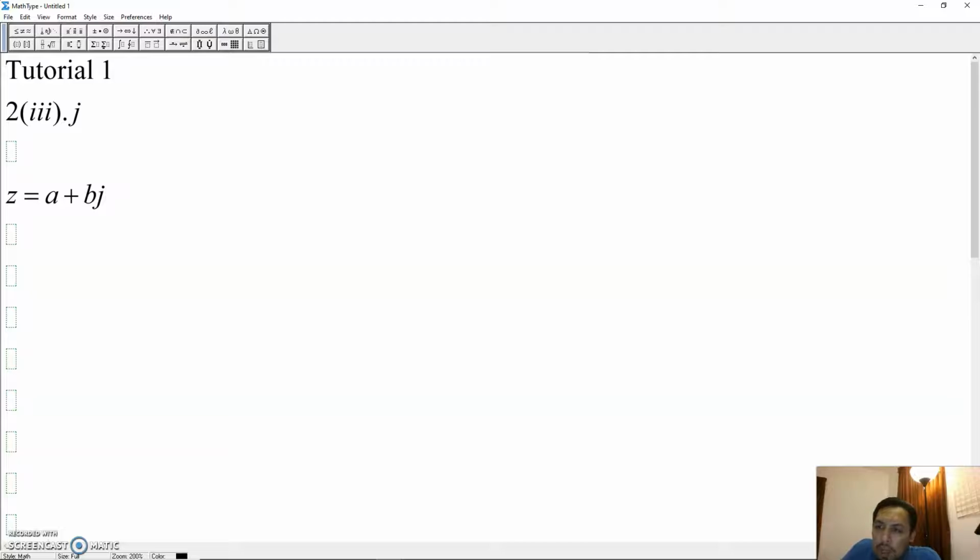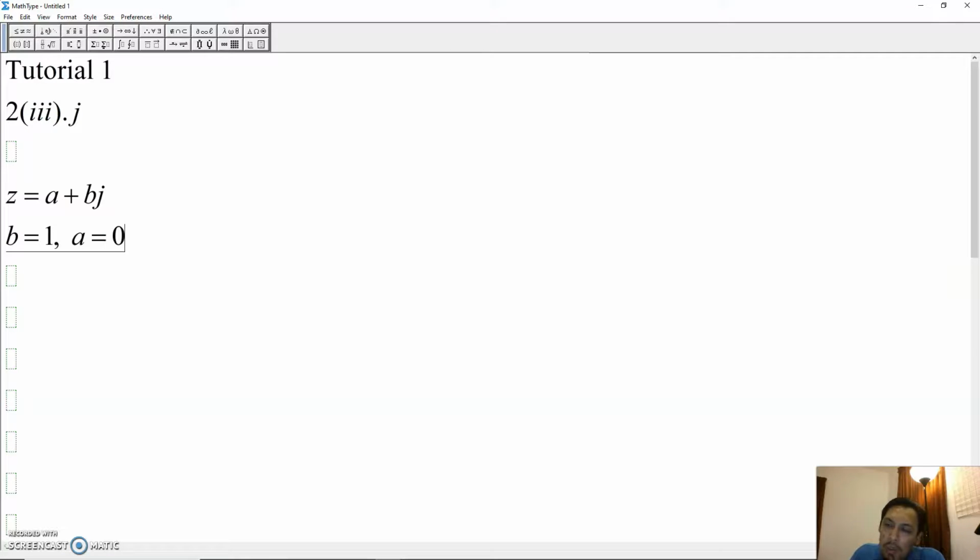So in order for us to draw an Argand diagram, to locate the Cartesian coordinate for this equation, we need to know the value of A and B. By looking directly at this equation, we know that the value of B is 1, because it is J. So B is equal to 1. Then what about A? Actually there is no A in this equation. In other words, A is equal to 0.